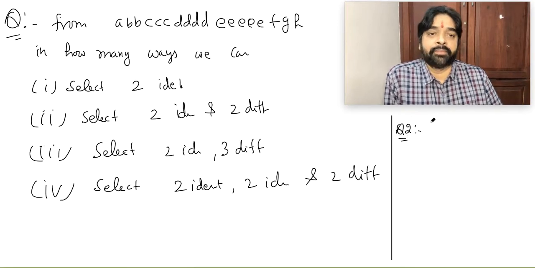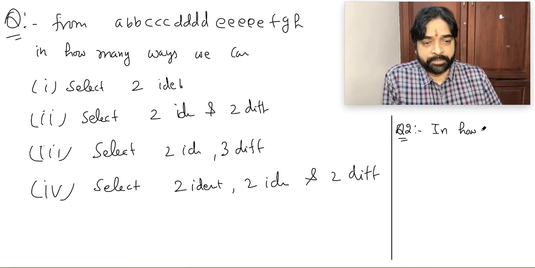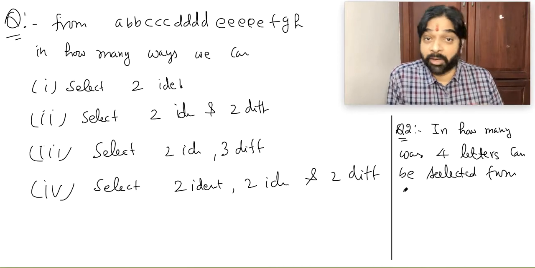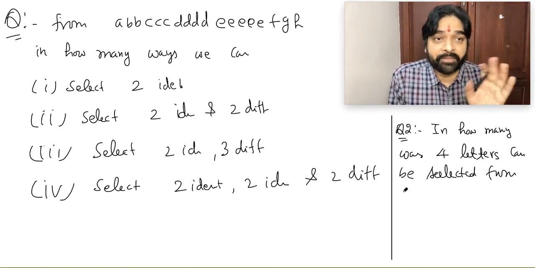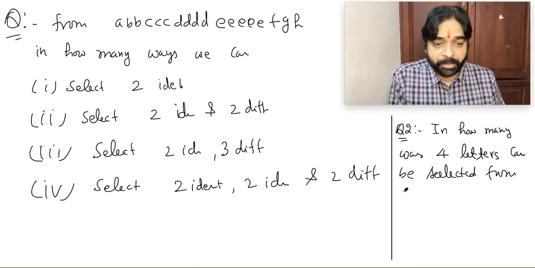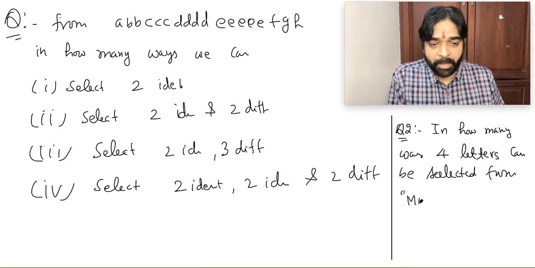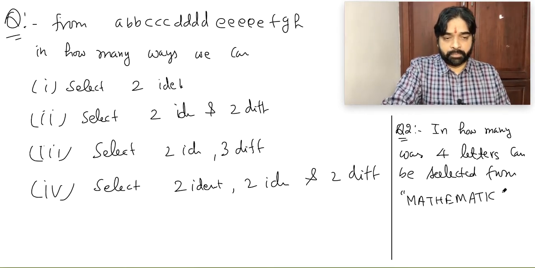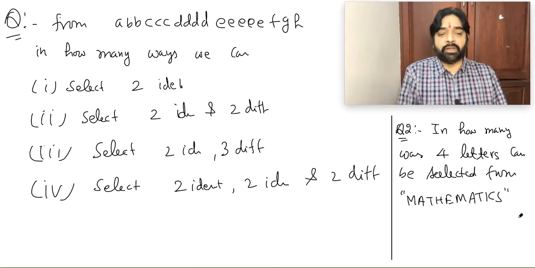Second question. In how many ways can four letters be selected from, I am saying four letters. I am not mentioning which kind of four letters. All different, mix, anything can happen. You have to make possibilities from the letters of the word mathematics.